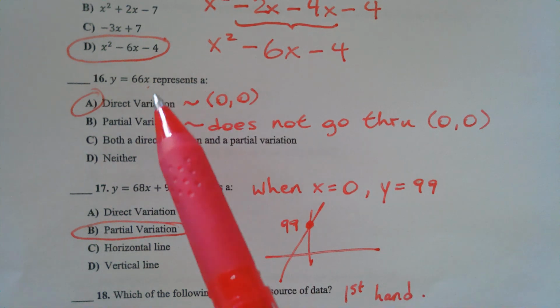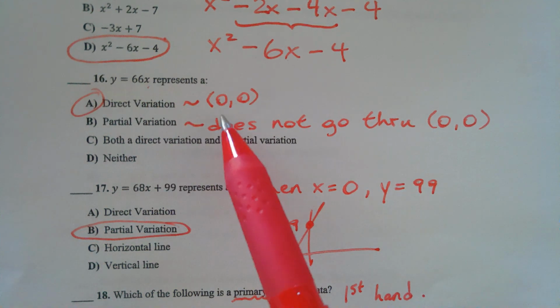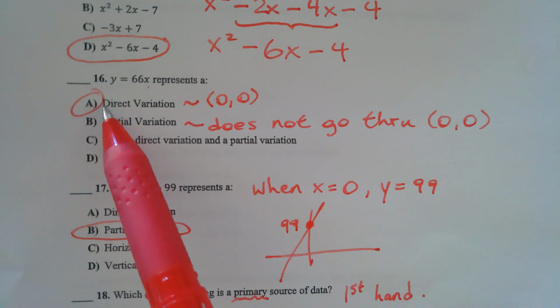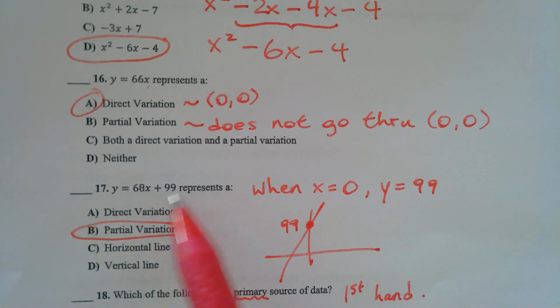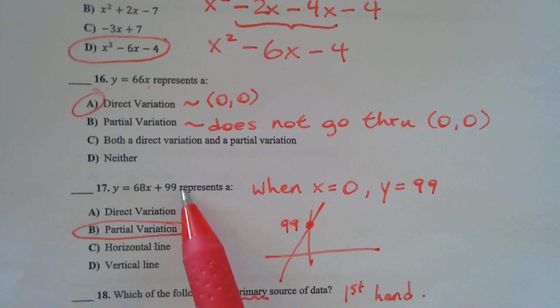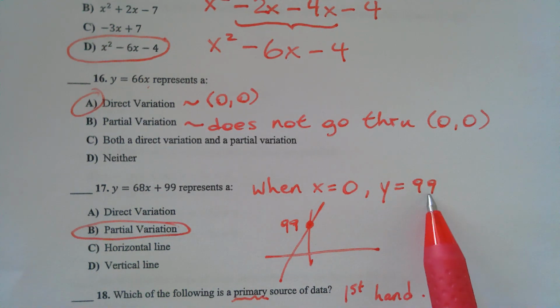All right, so for example, right here, y equals 66 times x. If x is 0, what is y? 0, right? So it goes through 0, 0. So we say this is a direct variation. Similarly for this one, when x is 0, 68 times 0 is? Plus 99? 99. So when x is 0, y is 99. So is that direct? No.